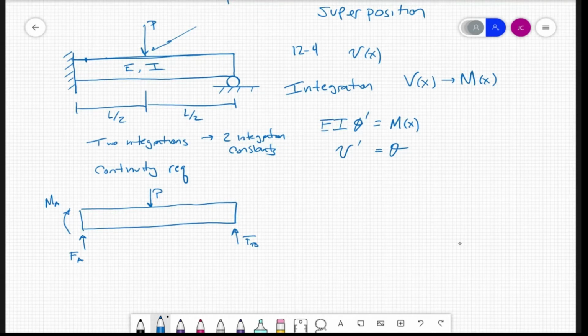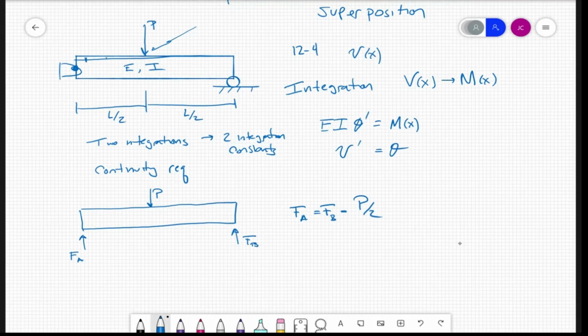Oh, is this statically indeterminate? Ah, I'm sorry, the book has this one pinned. All right, so in the book, this is pinned. So now we just have this, okay? So in this case, it's pretty easy, right? FA equals FB equals P on 2, because it's the middle, right? So we know this case, all right?